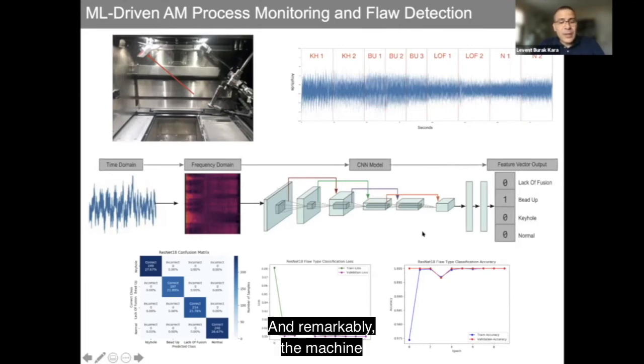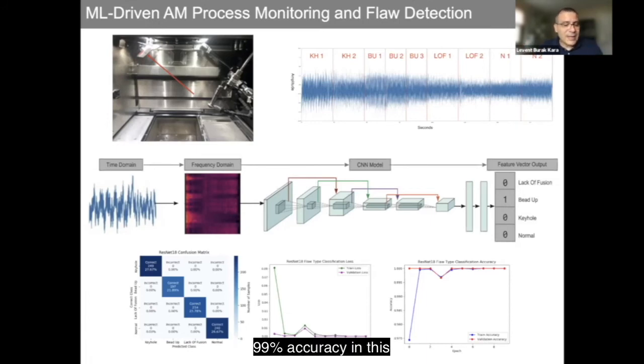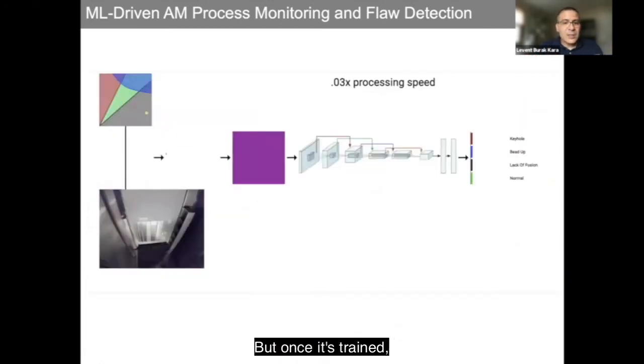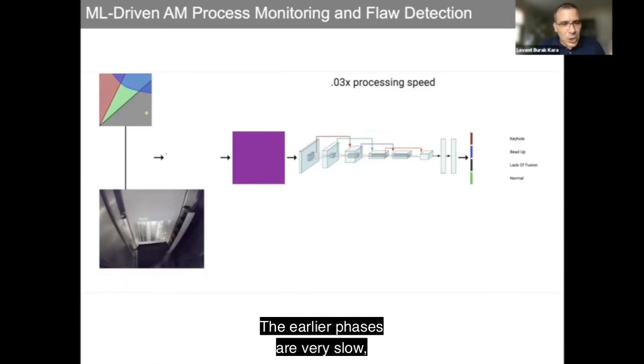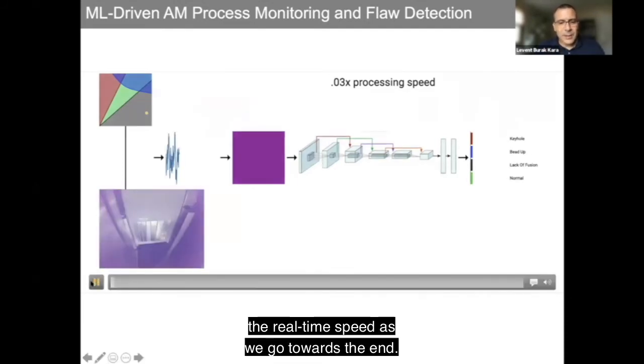And remarkably, the machine can do this very, very accurately. We're achieving close to 99% accuracy in this 4-class classification problem. But once it's trained, it can actually do real-time monitoring. Once you train such a system, you can do automatic fault detection in real time. And here's a demonstration of that. The earlier phases are very slow, but then you'll see the real-time speed as we go towards the end.